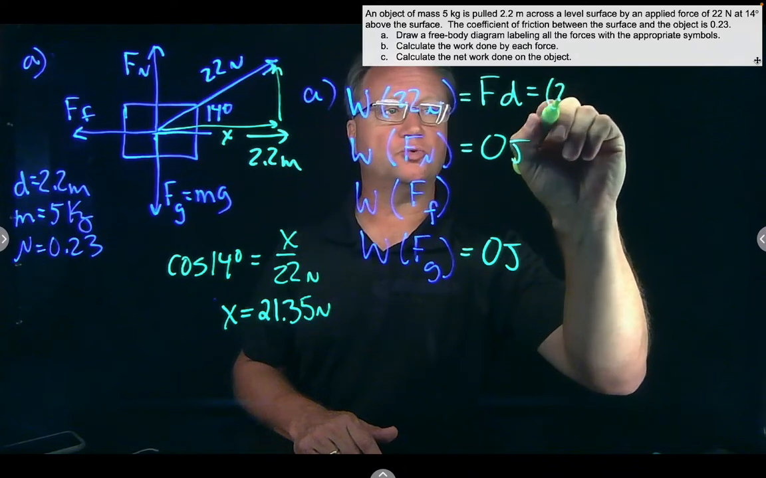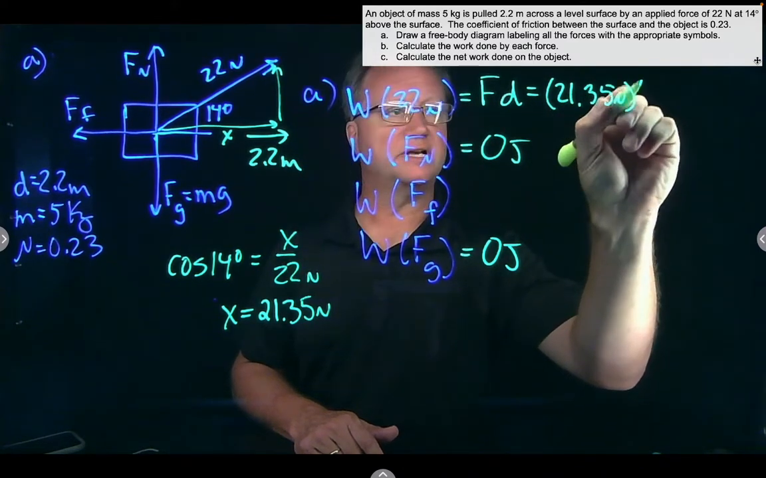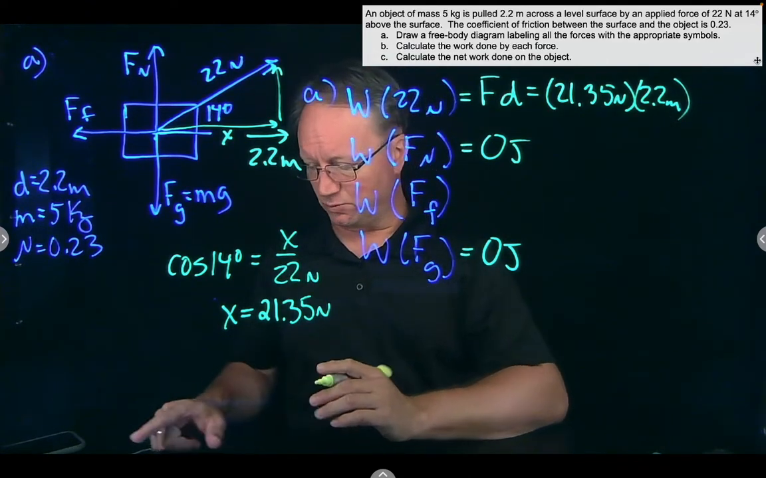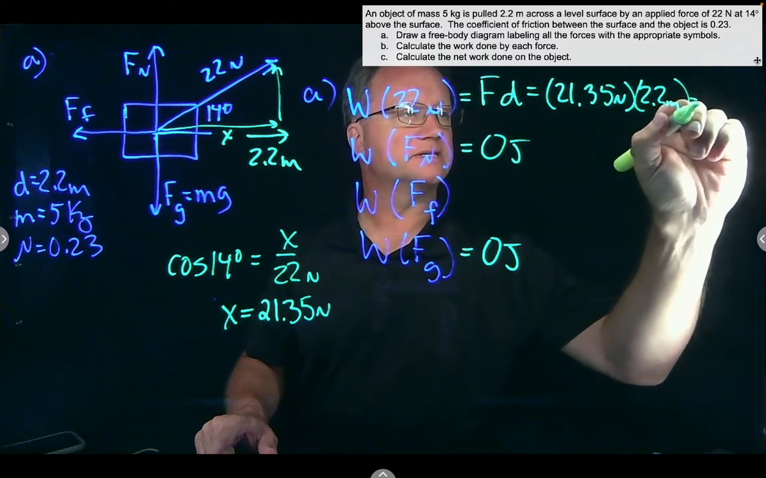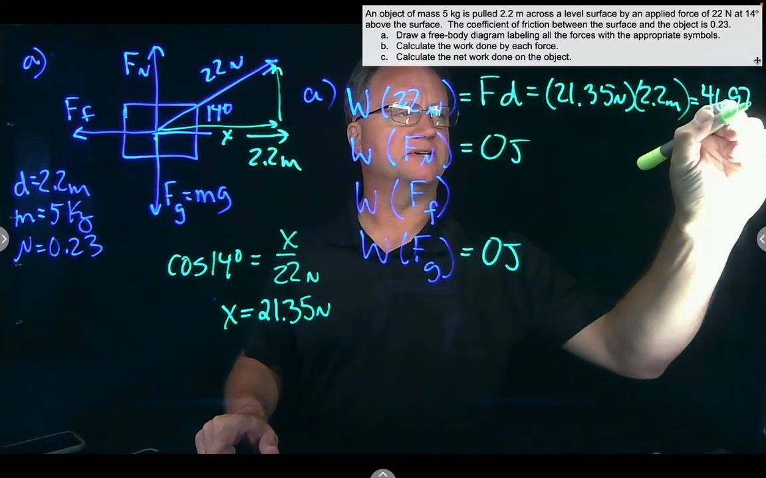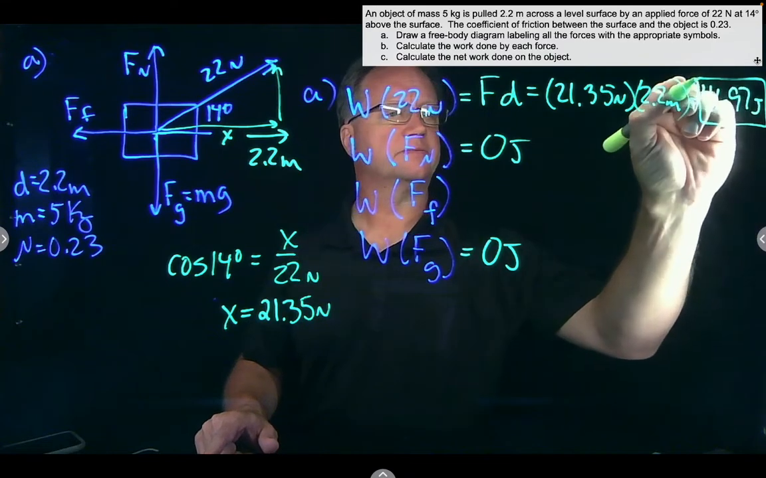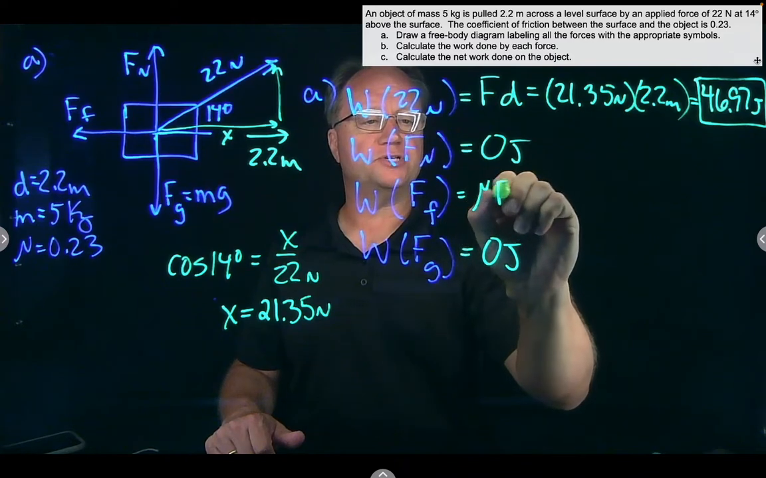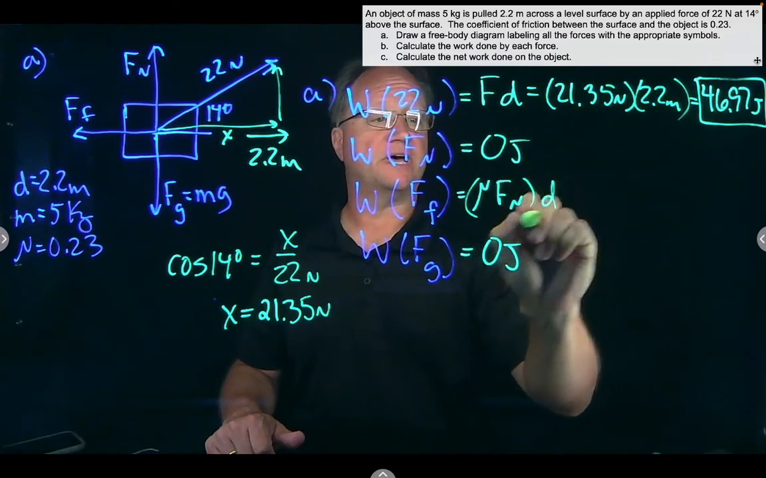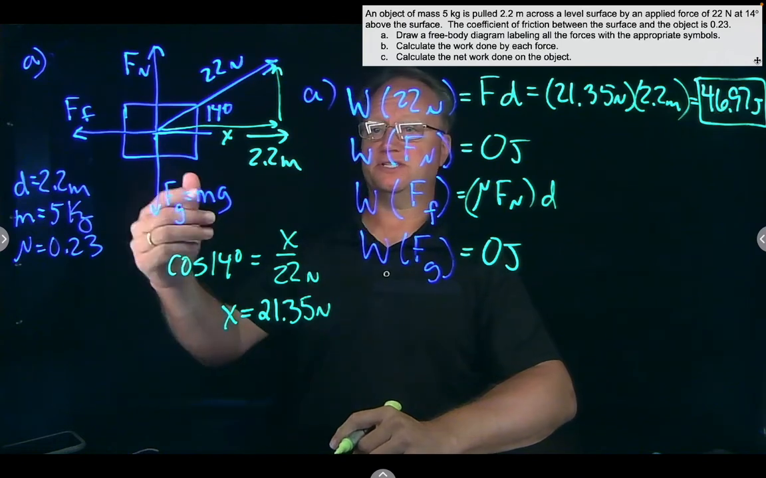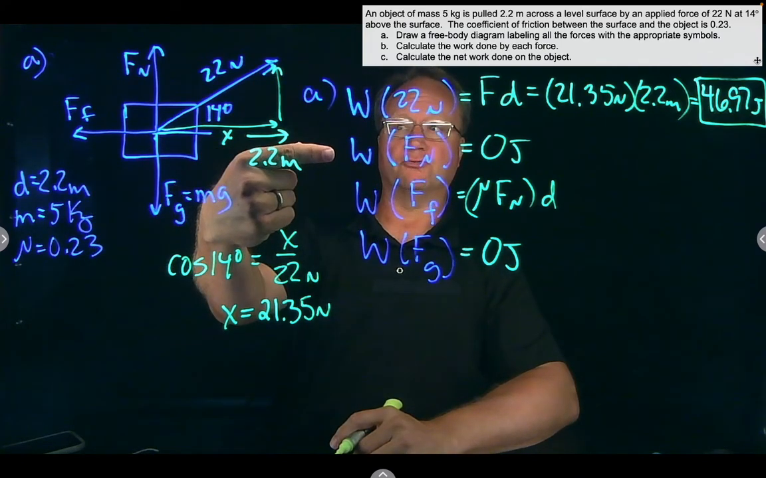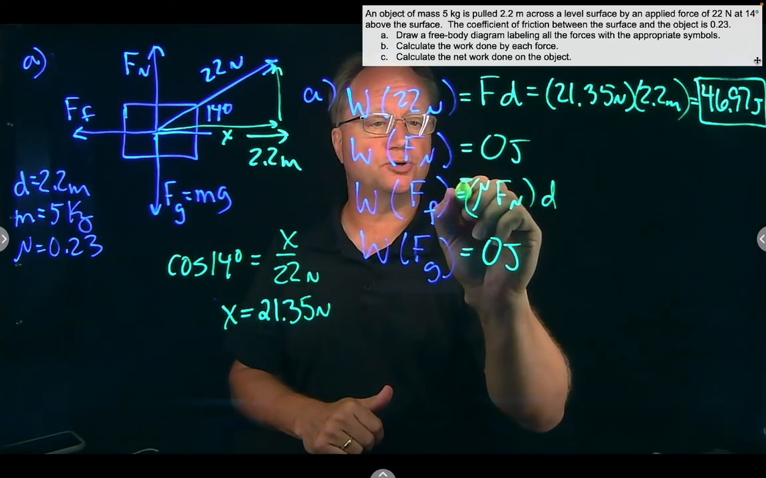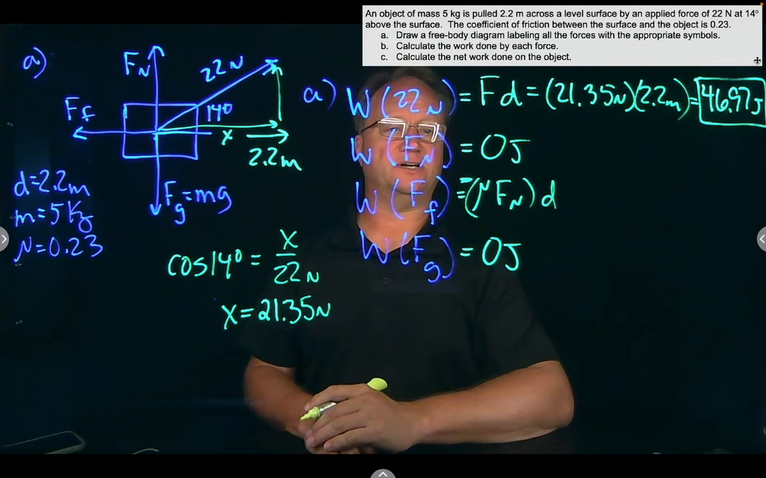So then 21.35 newtons times 2.2 meters. Multiplying those together, that's going to give us a work value of 46.97 joules. Coming down to the frictional force. Frictional force, that's mu times the normal multiplied by d. Now, on this, d is to the right, force of friction is to the left. They're in opposite directions. So to account for that, we're going to have a negative sign on there.